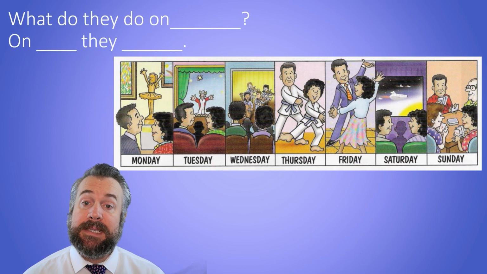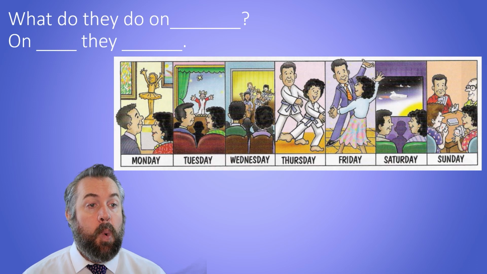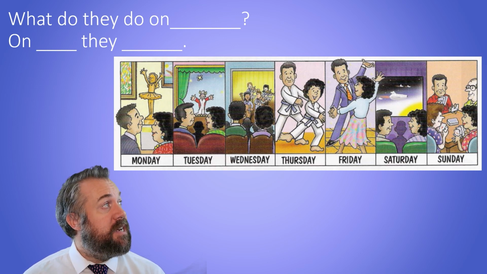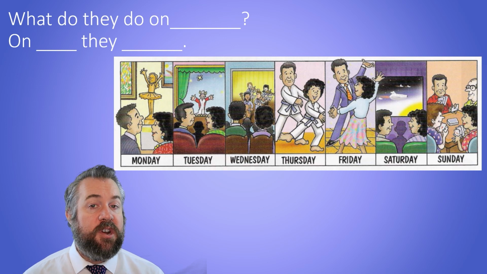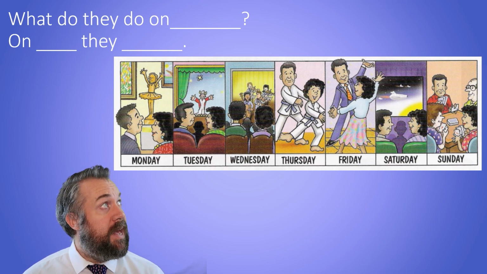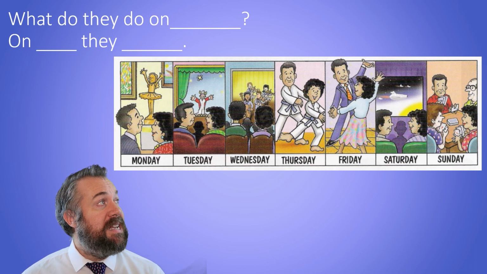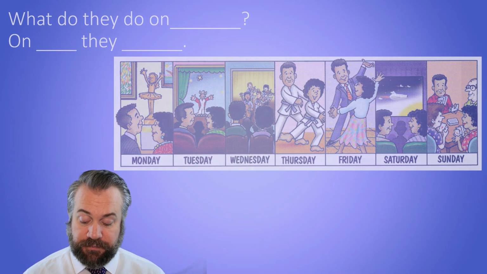What about Mr. and Mrs. Baker? What do they do on Tuesday? On Tuesday, they see a show. What do they do on Thursday? On Thursday, they take a karate lesson. What do they do on Saturday? On Saturday, they see a movie.